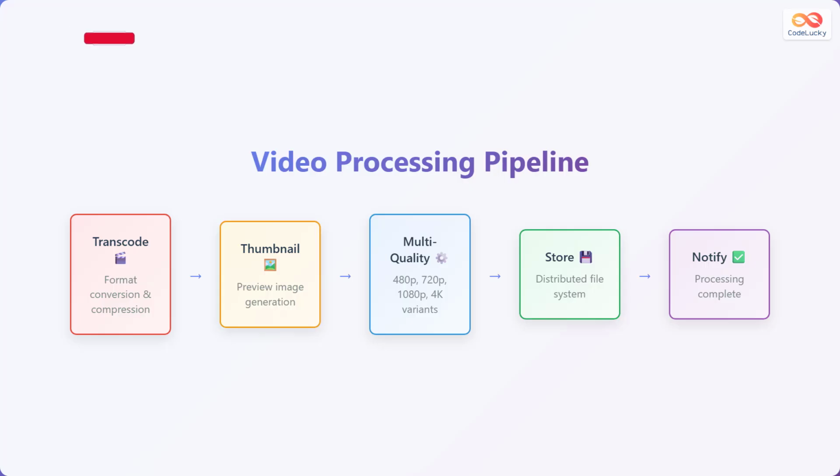Now let's explore the video processing pipeline. The pipeline consists of several steps, starting with transcoding, where the video format is converted and compressed. Next, thumbnails are generated for video previews. After that, multiple quality variants such as 480p, 720p, 1080p, and 4K are created. All of these variants are stored in a distributed file system. Finally, a notification is sent to indicate that processing is complete.